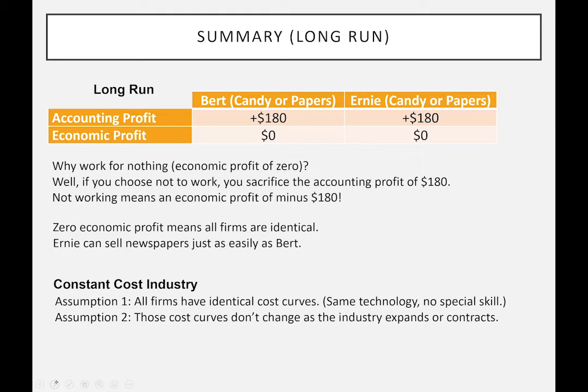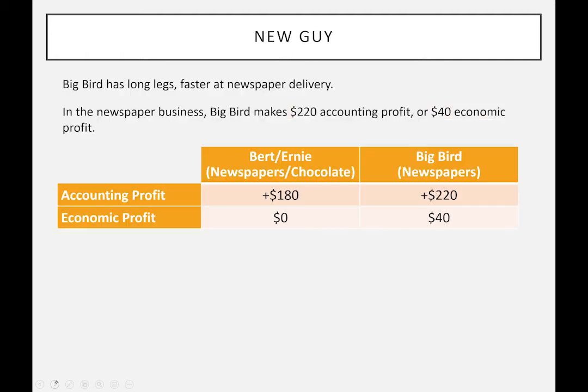For example, when Bert switches over to the newspaper business, it has no effect on the cost of supplying newspapers. We'll relax this a little bit, specifically the question of special skills or technology. Let's see what this might result in. Let's say, for example, we get a new guy. Big Bird gets into this business. Let's say offhand that Big Bird happens to have long legs. As a result, Big Bird can deliver newspapers more quickly.